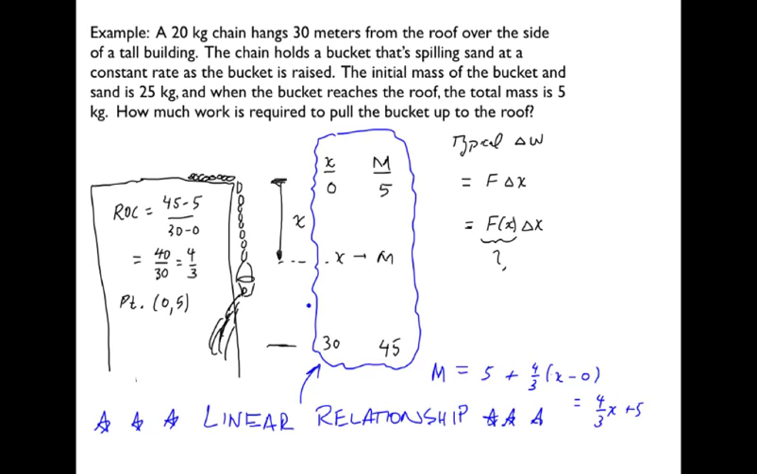And so then what is f of x? It's going to be the mass times g, mg. So our mass is a function of x, it's our 4/3 x plus 5. g is 9.8. There's our typical amount of work. There's our little bit of work.